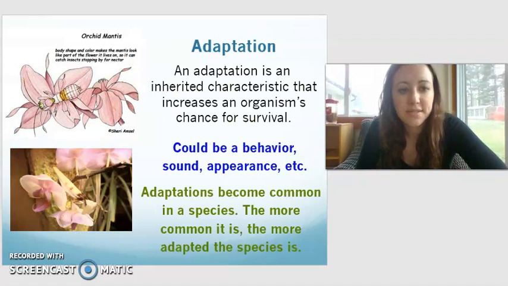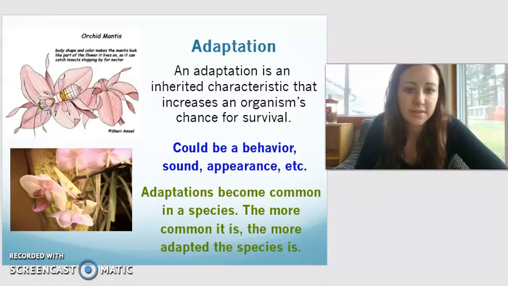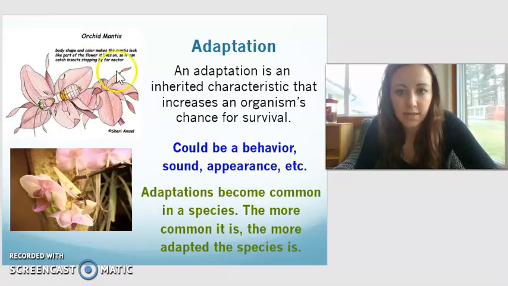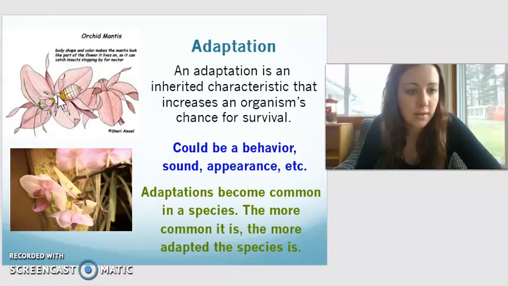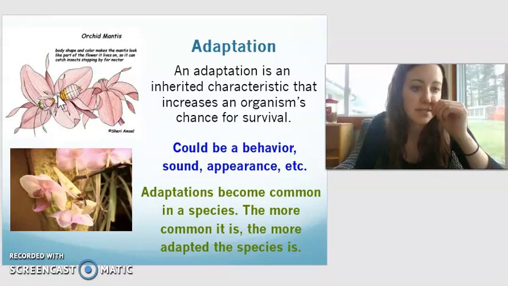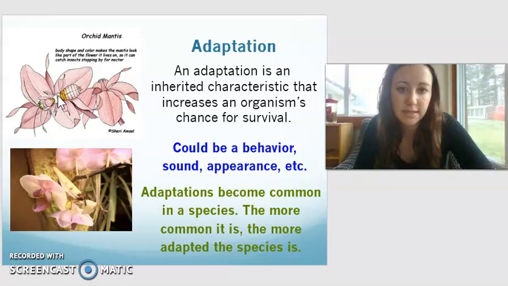I've also said this word a lot, adaptations, but we haven't really defined it yet. An adaptation is an inherited characteristic, meaning it's passed on from parent to offspring, that's going to increase an organism's chance for survival. An adaptation that we're looking at here is this orchid mantis. The orchid mantis blends in very nicely with the orchid that it lives on. That way, predators are not able to see it, and prey aren't able to see it either. That way, the orchid mantis can sneak up on its prey relatively easily.